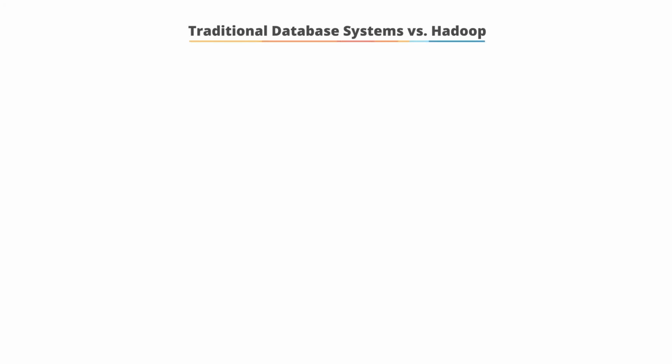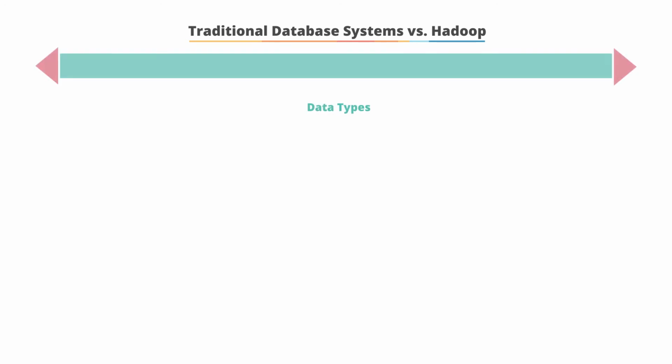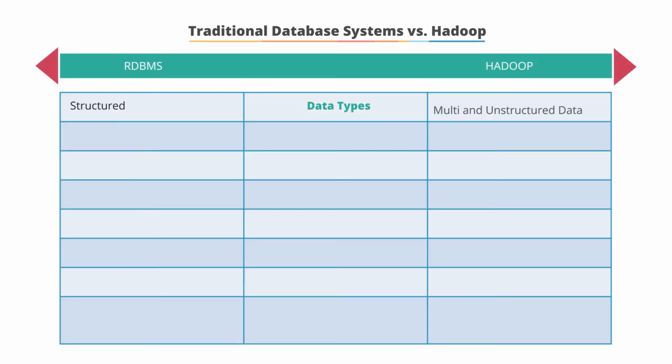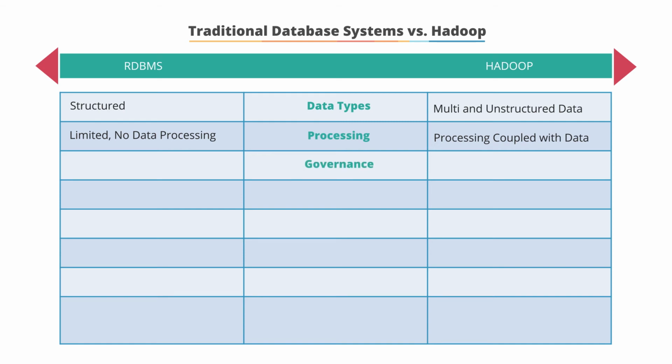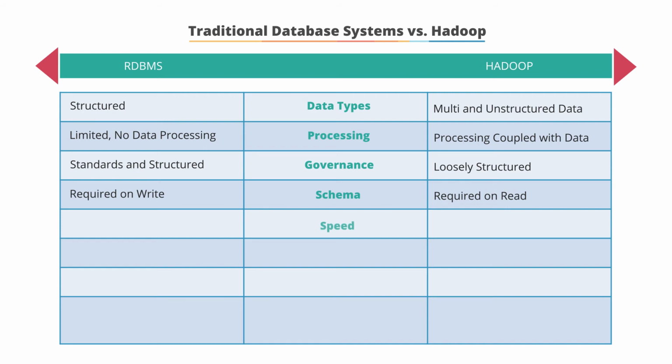Let's look at a few specific examples of a database system versus Hadoop. For an RDBMS, we have data types of structured, whereas Hadoop has multi and unstructured. RDBMS uses limited processing. The processing on Hadoop is coupled with data. For governance, on RDBMS, we have standards and structured data. On the Hadoop, we have loosely structured data. When we require a schema on RDBMS, we can have it on the write operation. The schema on Hadoop is required only on read operations.